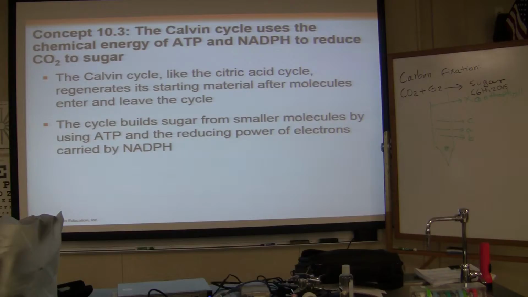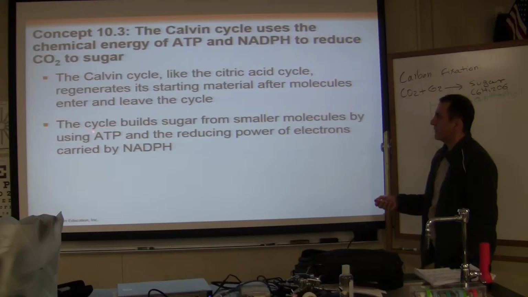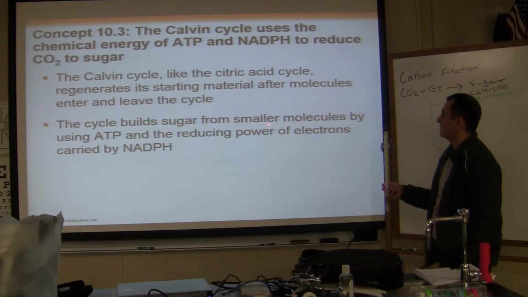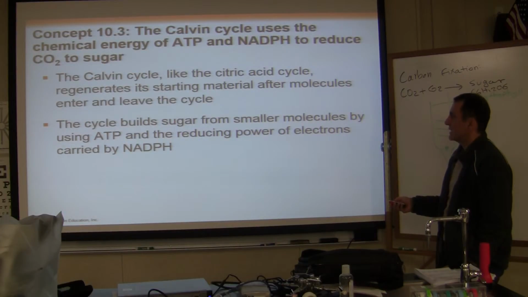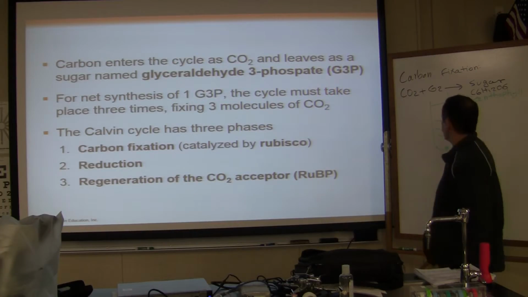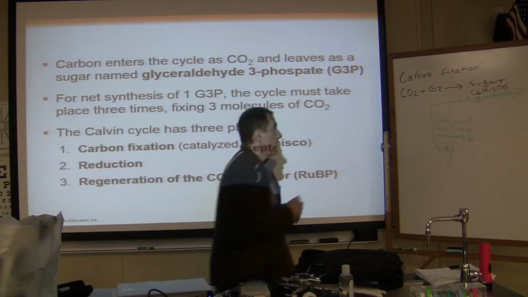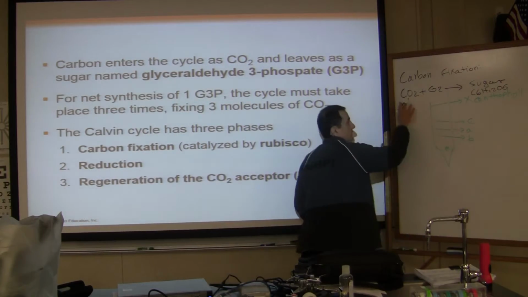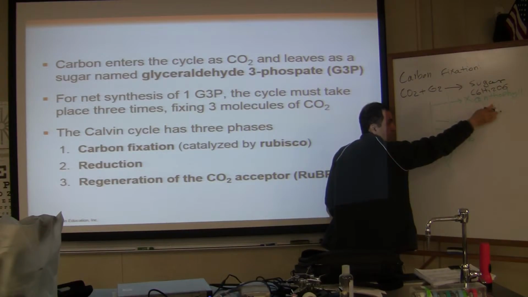Okay. The Calvin cycle, like the citric acid cycle, regenerates its starting materials from molecules and leaves the cycle. The cycle builds sugar from smaller molecules by using ATP and the reducing power of electrons carried by NADPH. So, G3P, you remember before, you remember I talked about carbon fixation? You put the carbons together in order to form the sugar molecules.